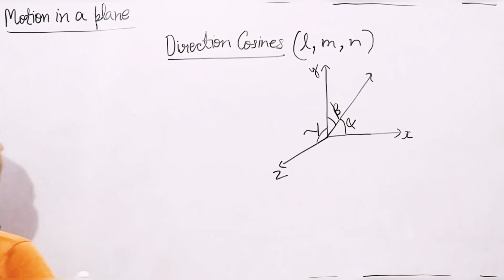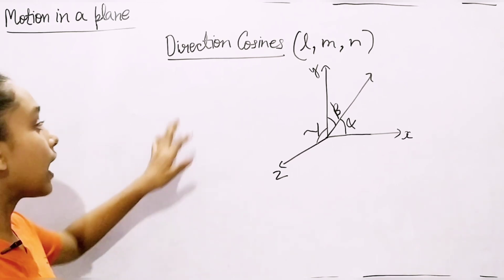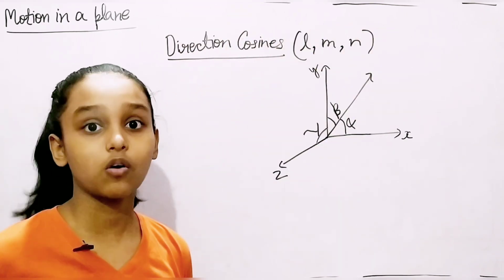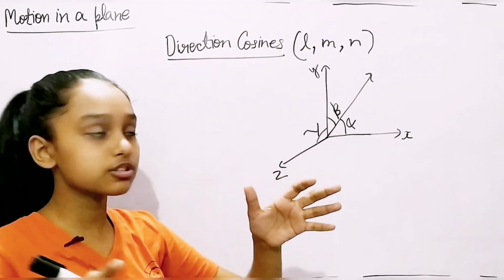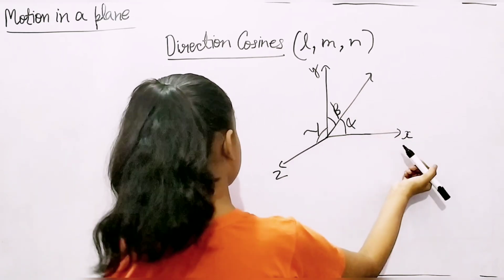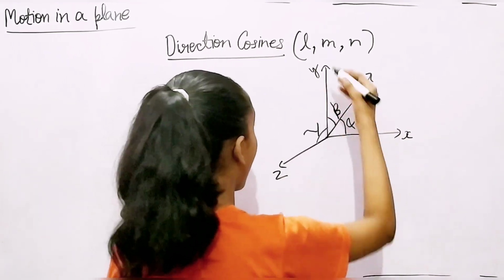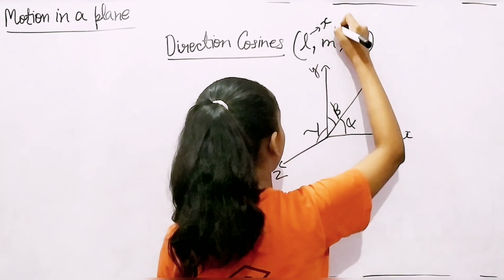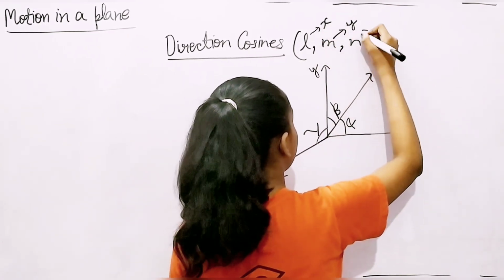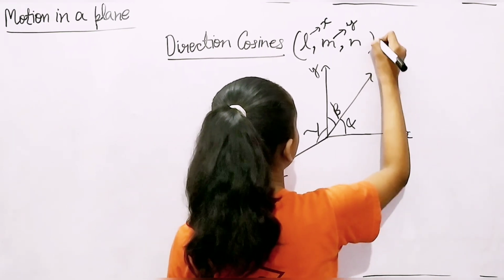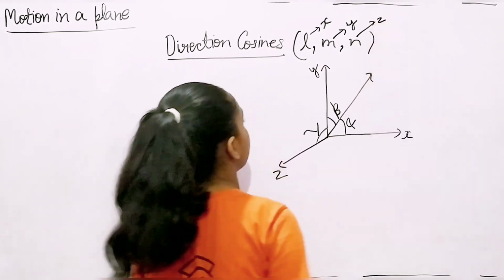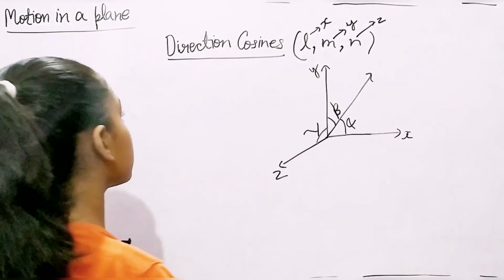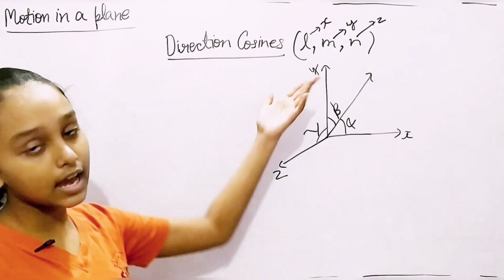As you can see, there are three axes given to us. If you're confused, these are simply axes. I've used the X, Y, and Z axes. So L will be X, M will be Y, and N will be Z. I hope it is clear to you. Let's take a question to understand direction cosines.